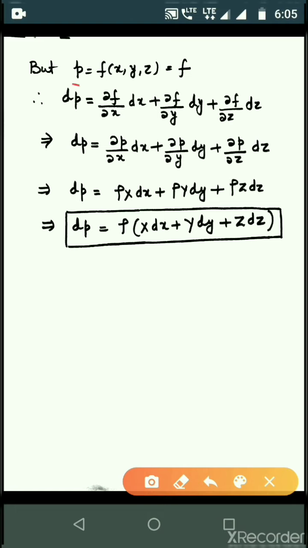Since the pressure is a function of x, y, and z, we assume that pressure is a function F of x, y, z. So dp can be written as partial F upon partial x dx plus partial F upon partial y dy plus partial F upon partial z dz. So dp is equal to partial p by partial x dx plus partial p by partial y dy plus partial p by partial z dz. So dp equals rho X dx plus rho Y dy plus rho Z dz. So dp equals rho (X dx plus Y dy plus Z dz).